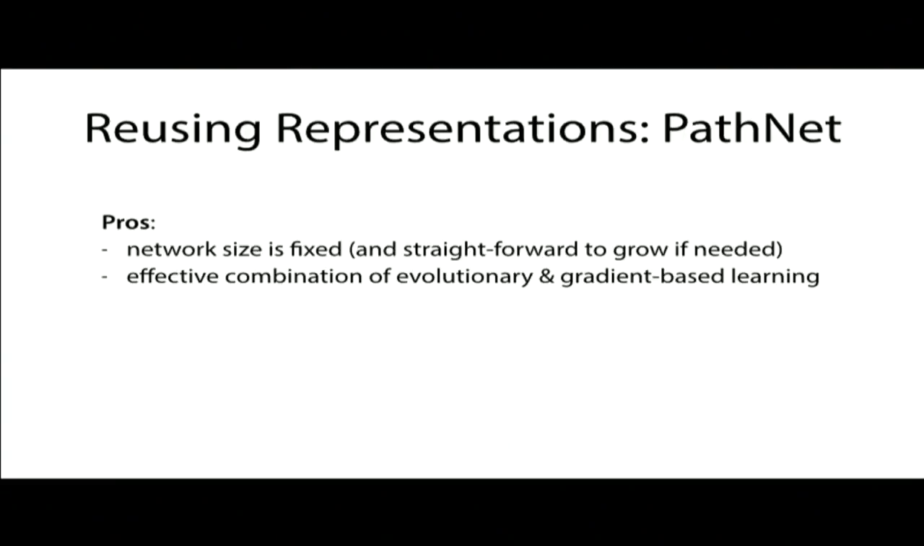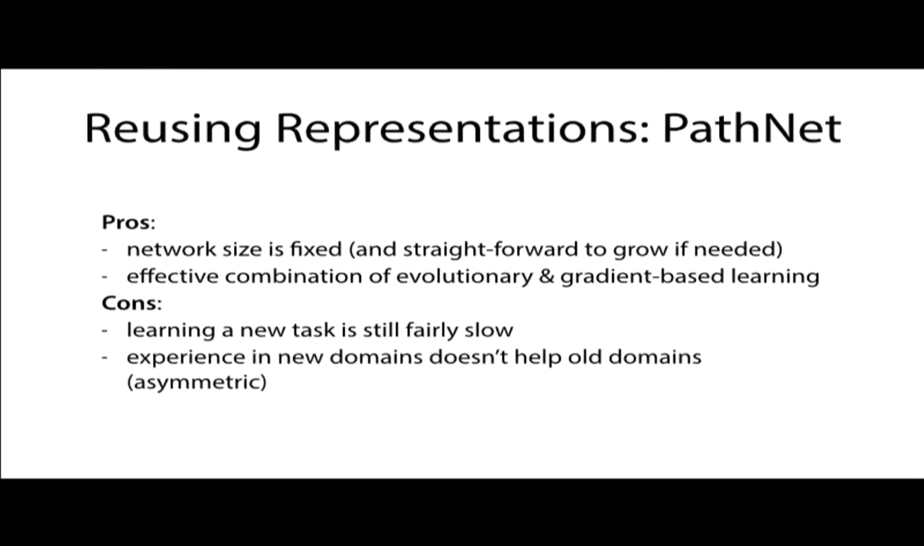Okay, so the pros over progressive networks: the network size is fixed, and it's straightforward to grow it if needed. You can just add some more weights. It's an effective combination of evolutionary and gradient-based learning. And then the limitations: learning is still slow, as in progressive networks, and again, experience in a new domain doesn't help old domains, although you could go back and train on your old domain if you want.